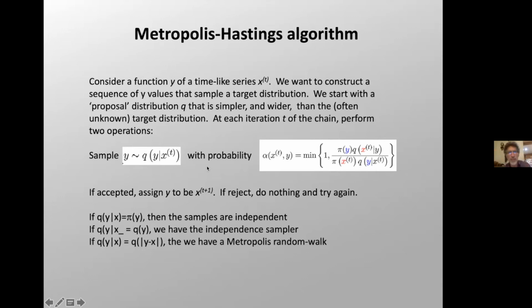It's a probabilistic decision. And if it's accepted, then you jump and you've gone to t+1, the next step. And if you reject it, you do nothing and you try again. Okay. Under this condition, the samples are independent. In this condition, we have a Metropolis random walk. There's sort of different situations.